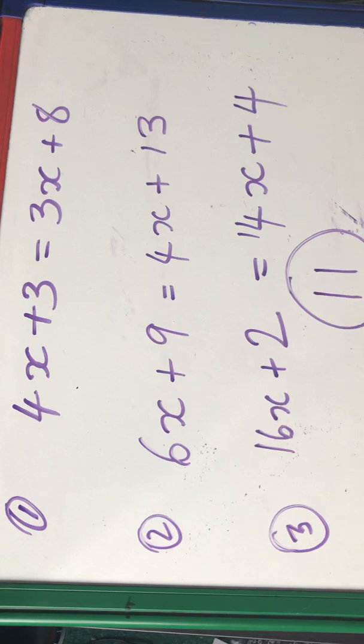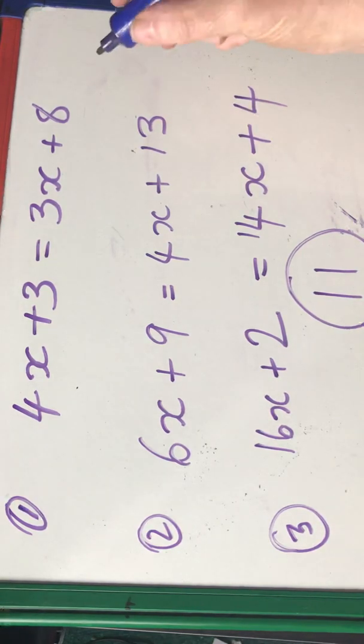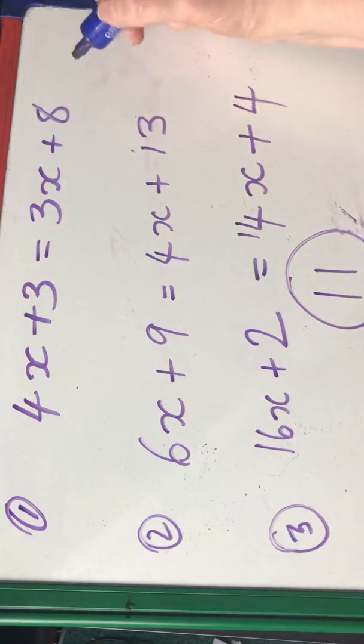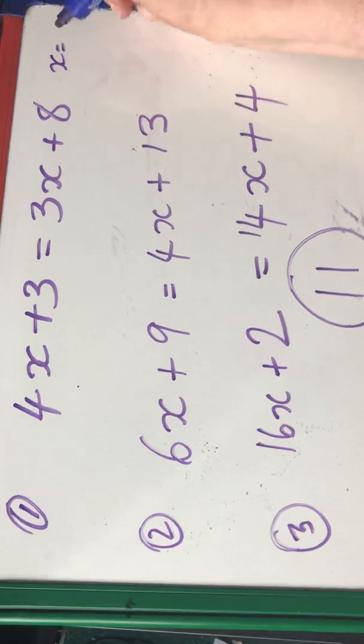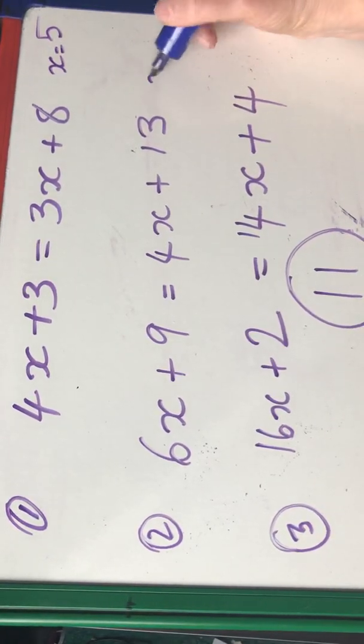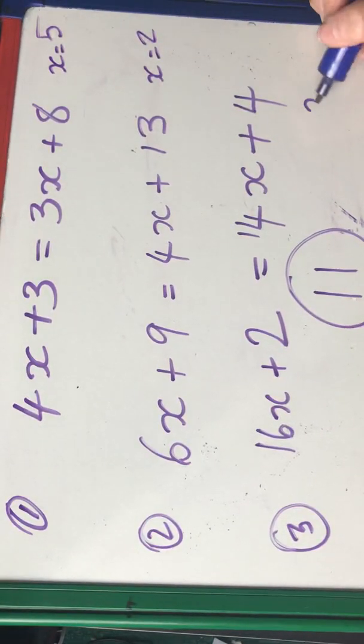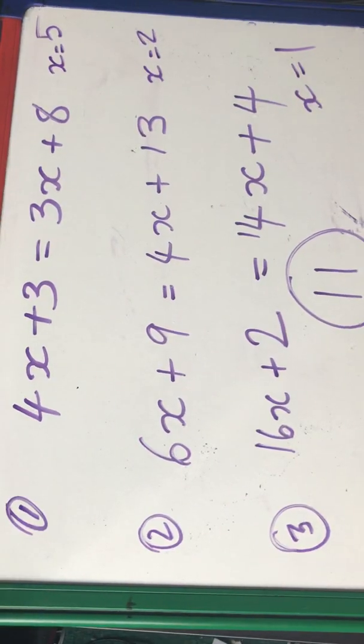Okay, so you've had a go at the 3 equations. I'm just going to write down the answers so that you can go and have a cup of tea or something if you've got them correct. In this one, x is equal to 5. In this one, x is equal to 2. And in this one, x is equal to 1. So I hope you got them correct.